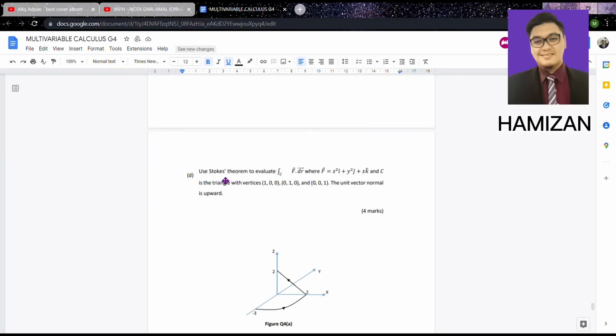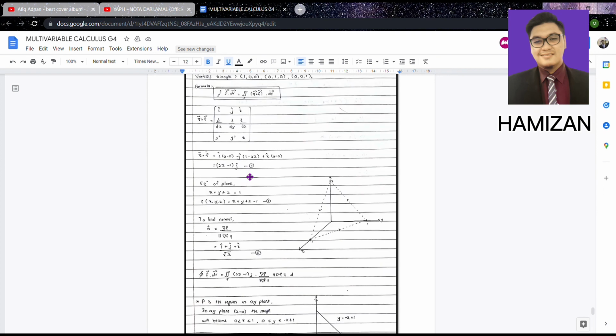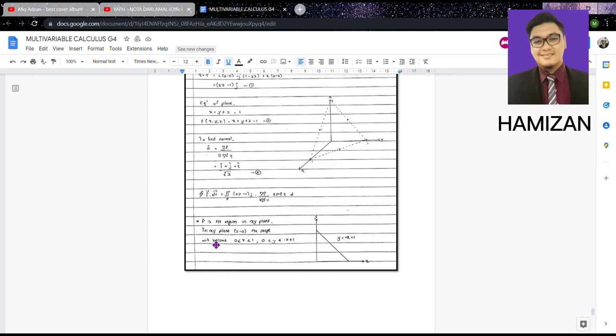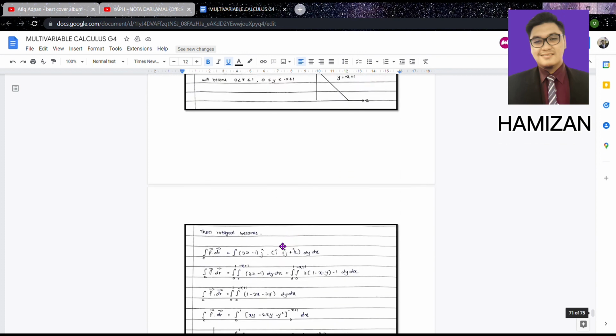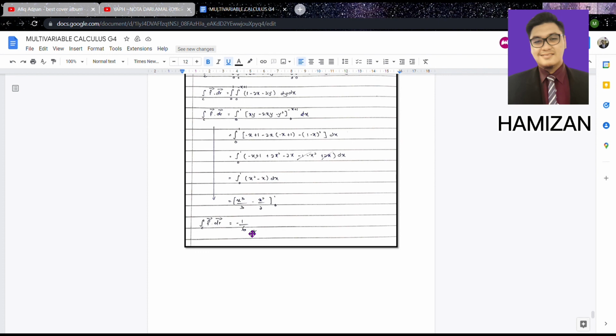Question D needs to use Stokes theorem to evaluate. So this is my handwriting. The formula is this. So I calculate step by step using what I have learned before in class. So to find the normal, notice that this is the region in the xy plane. In the xy plane, z equal to 0. The range will become this. So do some integral and get this answer.